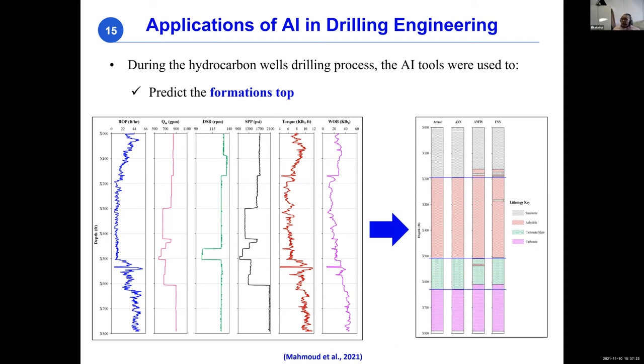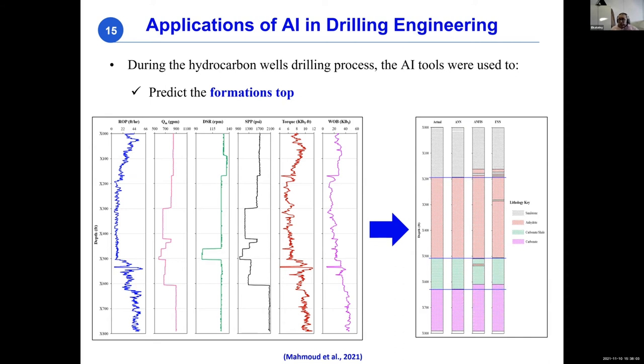The third way they know the formation change is from the rate of penetration. If all of the parameters are constant, the change of rate of penetration can give you an indication about the change of the formation. So here we applied different AI tools and we were able to predict the formation tops with higher accuracy. We published around 2 papers on this topic, but it's recommended for future work to apply different AI tools to predict the formation tops with higher accuracy.